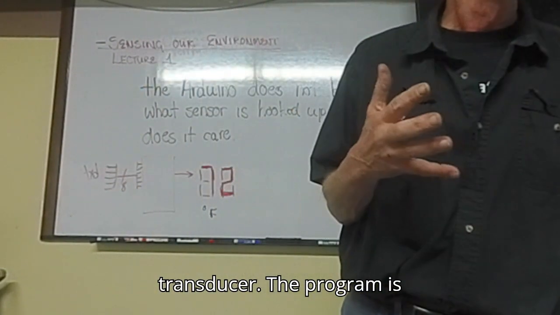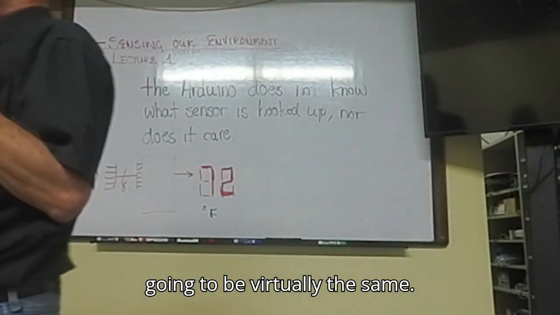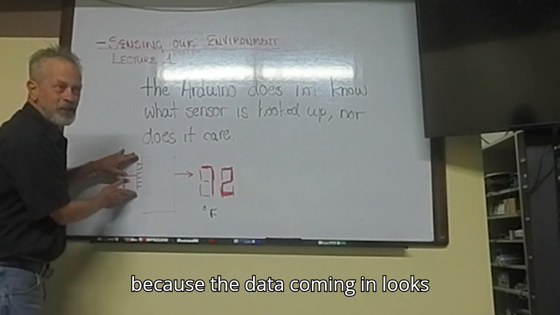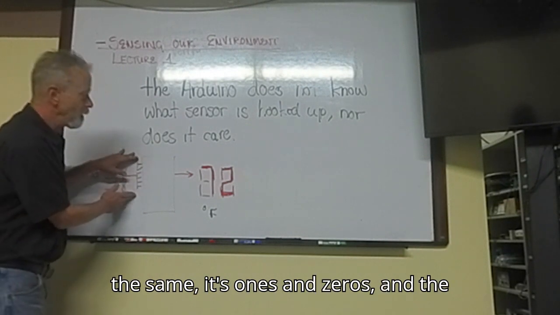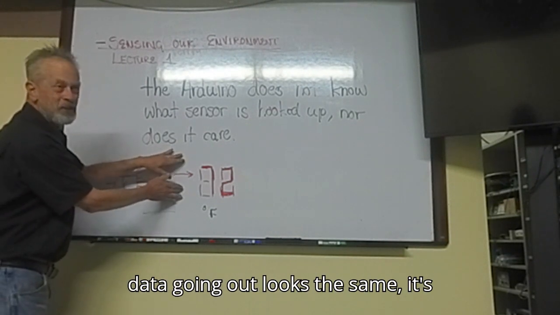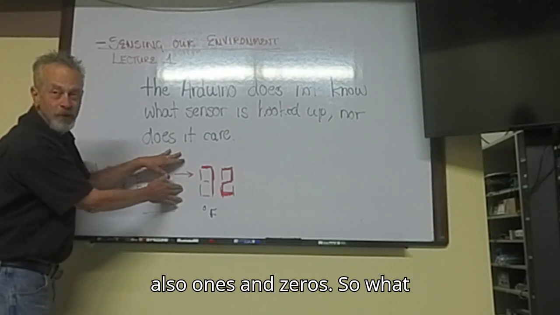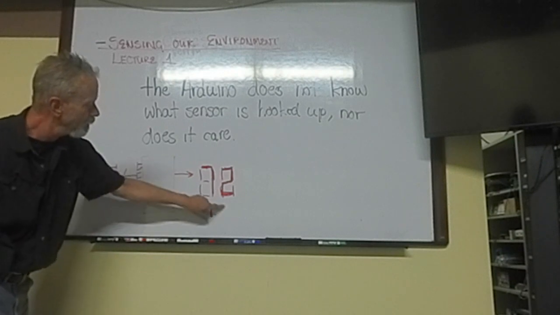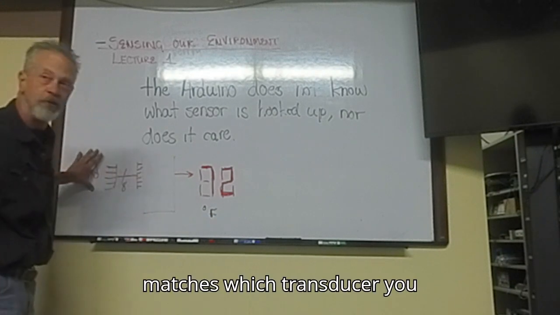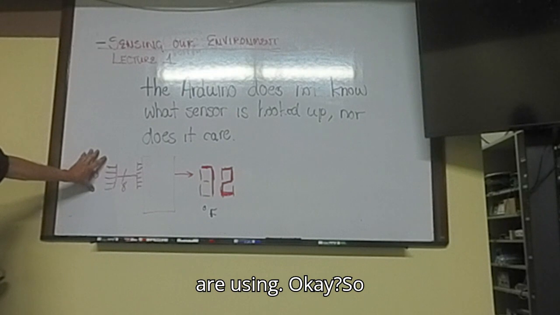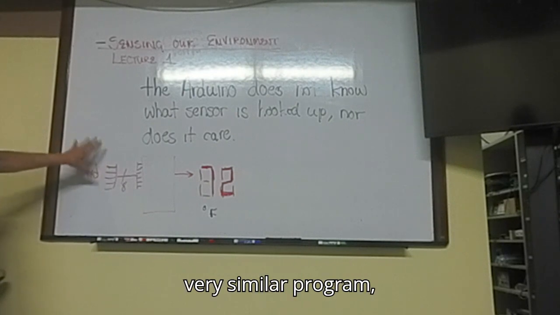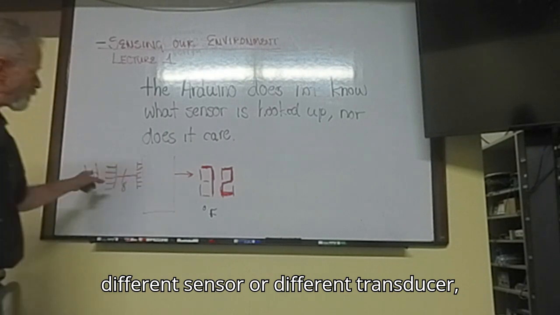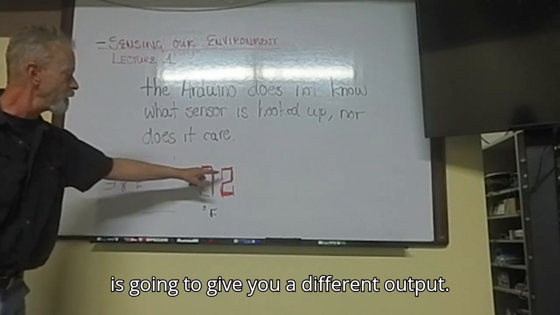The program is going to be virtually the same because the data coming in looks the same, it's 1s and 0s, and the data going out looks the same, it's also 1s and 0s. So what label you put down here matches which transducer you're using. Okay, so very similar program, different sensor or different transducer is going to give you a different output.